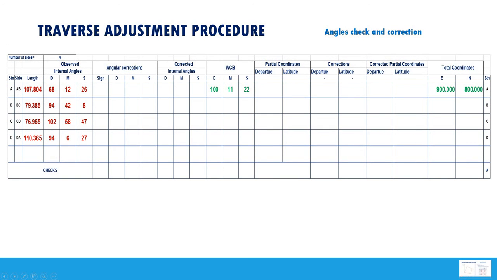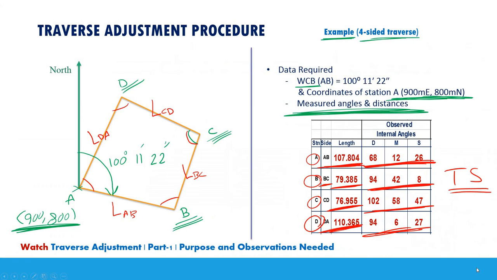Okay, so this is the traverse table. First I transferred the measured values given to us, and the whole circle bearing for side AB, and also the coordinates of station A. These are all given numbers from here, guys. I'm just trying to transfer all of these numbers given to us to the table first.